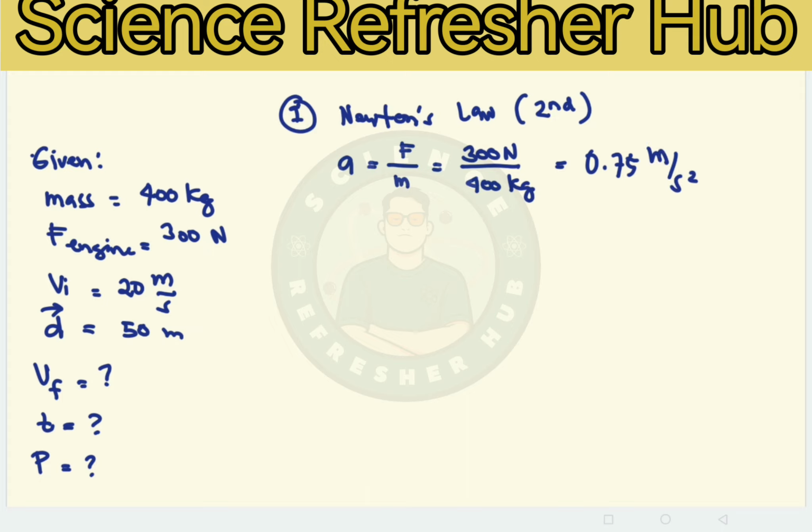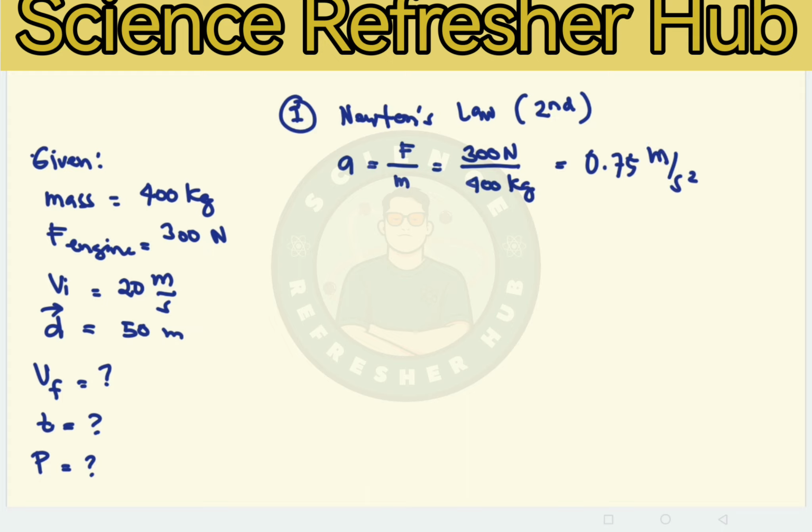So let's do the math. 20 times 20 is 400. The units do the same: meters times meters, meters squared, seconds times seconds, seconds squared. And then we will get the product of 2 times 0.75 and 50. The answer for that will be 75.